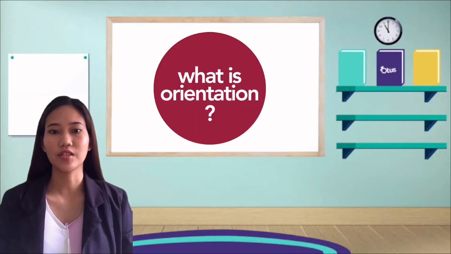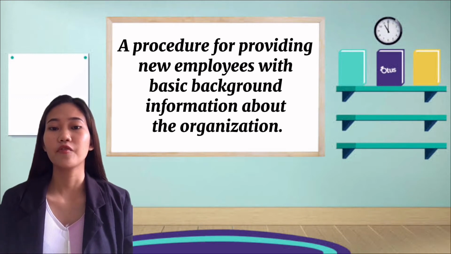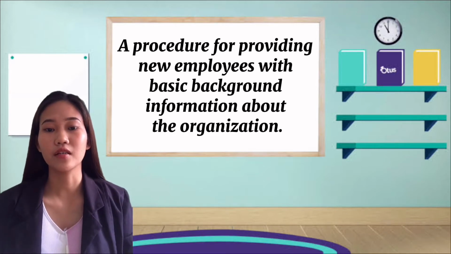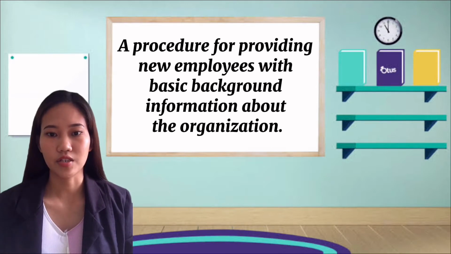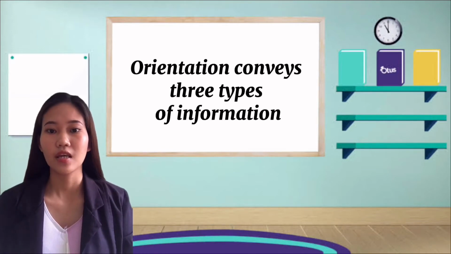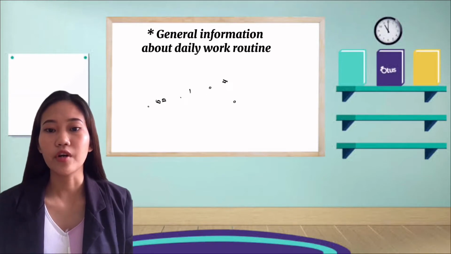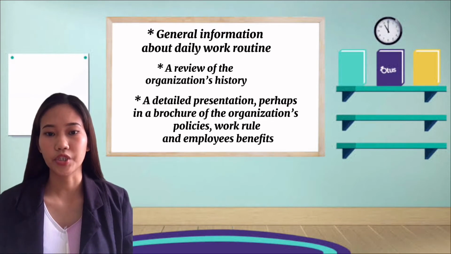What is orientation? It is a procedure for providing new employees with basic background information about the organization. Orientation is a systematic and planned introduction of employees to their jobs, their coworkers, and the organization. Typically, orientation conveys three types of information. These are the general information about daily work routine, a review of the organization's history, and a detailed presentation, perhaps in a brochure, of the organization's policies, work rules, and employees' benefits.